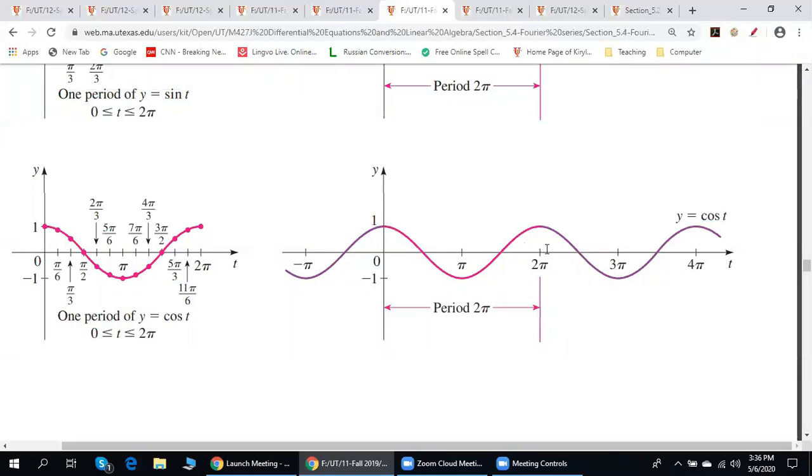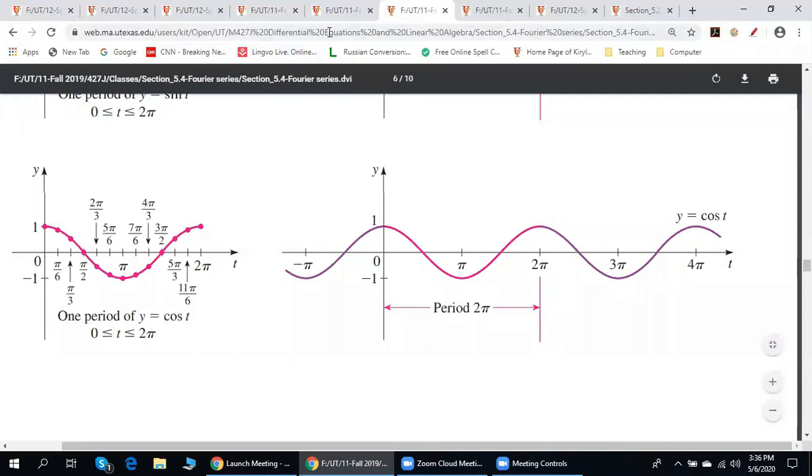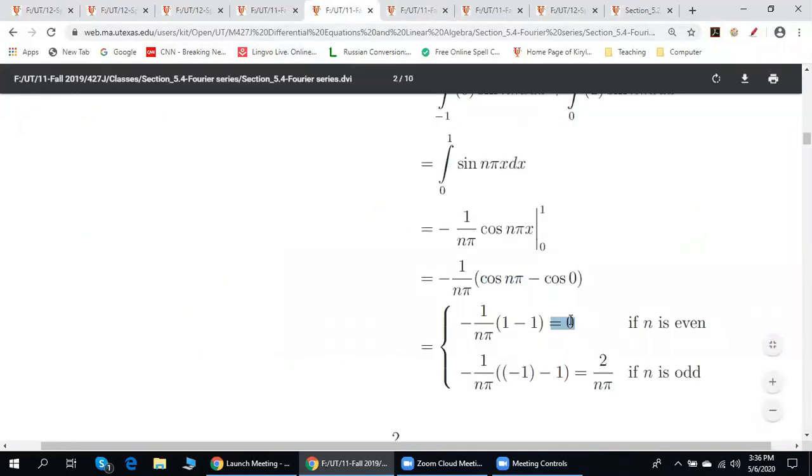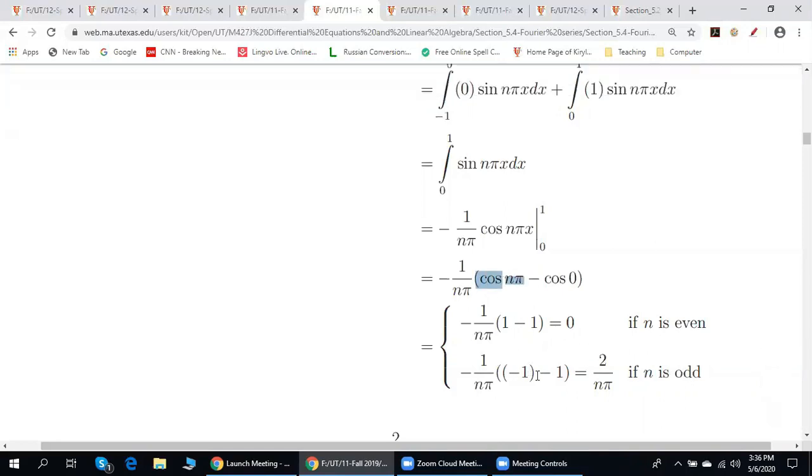Once again, just take a look. Cosine of 0 is 1. Cosine of 2 pi is 1. Cosine of 4 pi is 1. But cosine of 3 pi is negative 1. Cosine of pi is negative 1. It's exactly how we come up with this result. If n is even, cosine of n pi is 1, and 1 minus 1 is 0. If n is odd, cosine of n pi is negative 1. Negative 1 minus 1 is negative 2. Negative 2 times negative 1 is positive 2.